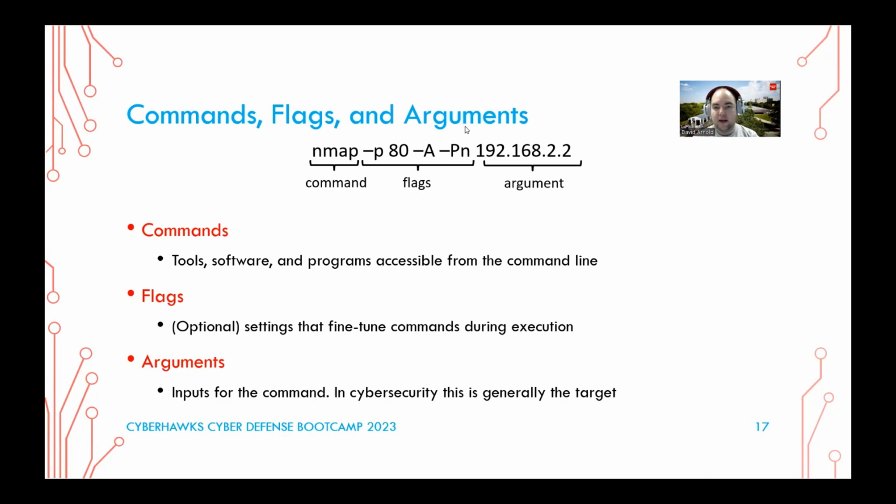If I break down these ones specifically, we have the P, which is the port. In this case, we're looking at port 80. We want to do OS and then service enumeration. We want to find out as much as we can on this port 80, and then the ping skip. We'll cover that a little bit more in depth later. So those are just some examples of what a command looks like.